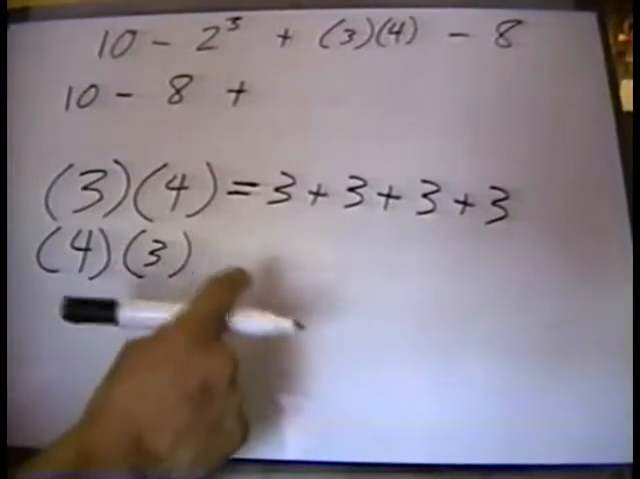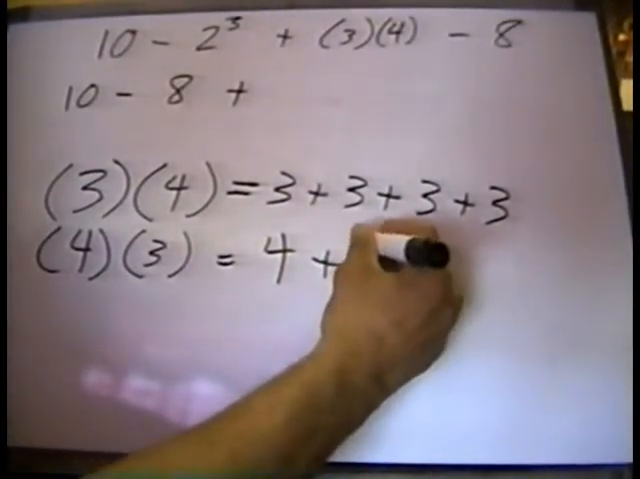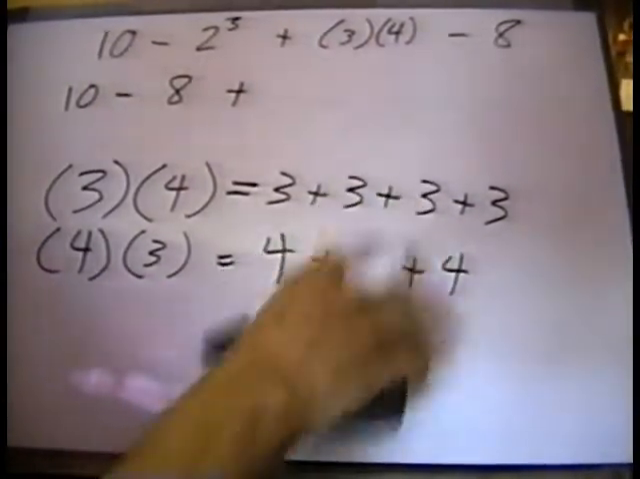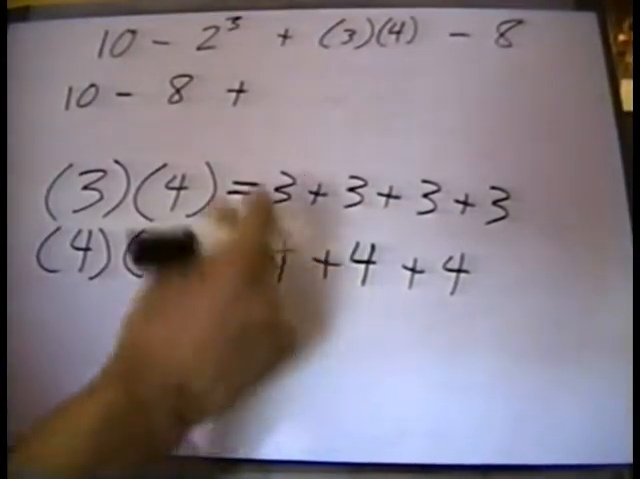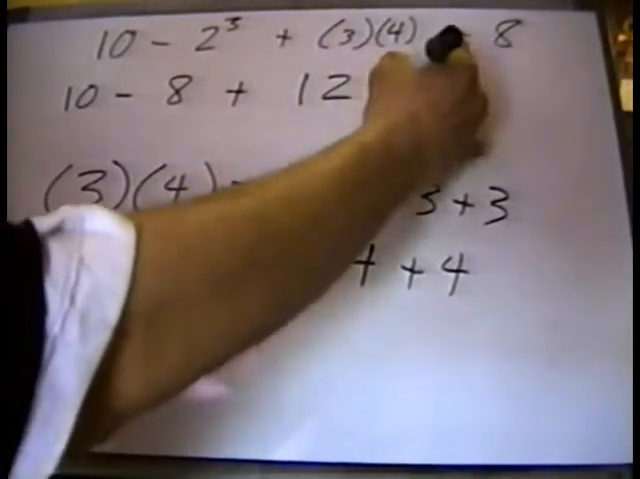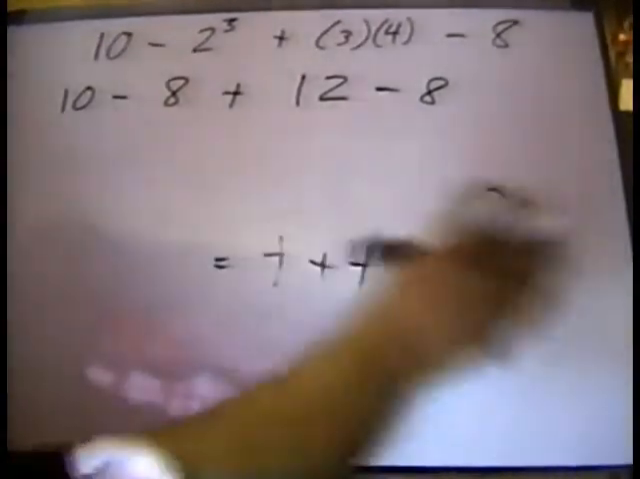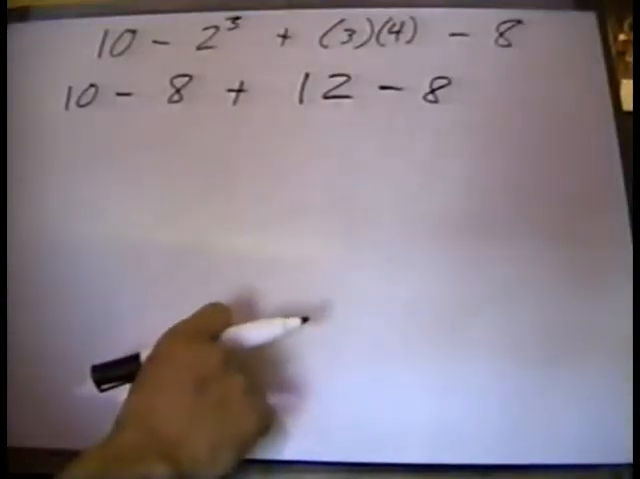So 3 times 4, you say 3 is an additive 4 times. So 4 is an additive 3 times. Of course that gives us 12. And 12 minus 8. Now look at this. None of these are facts, these are all additives. 10 minus 8 plus 10 minus 8 plus 12 minus 8.